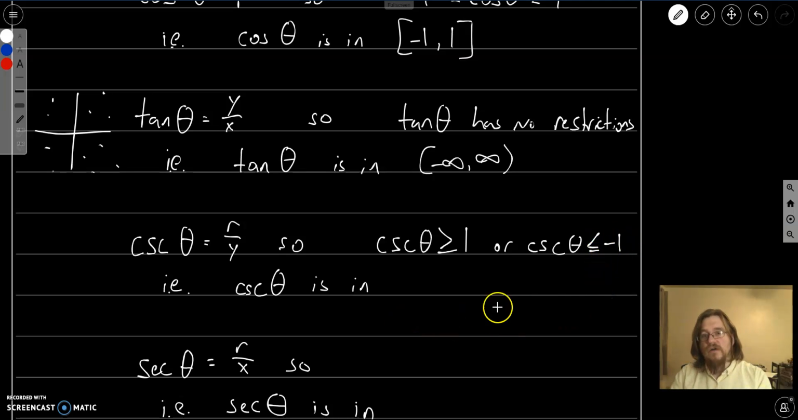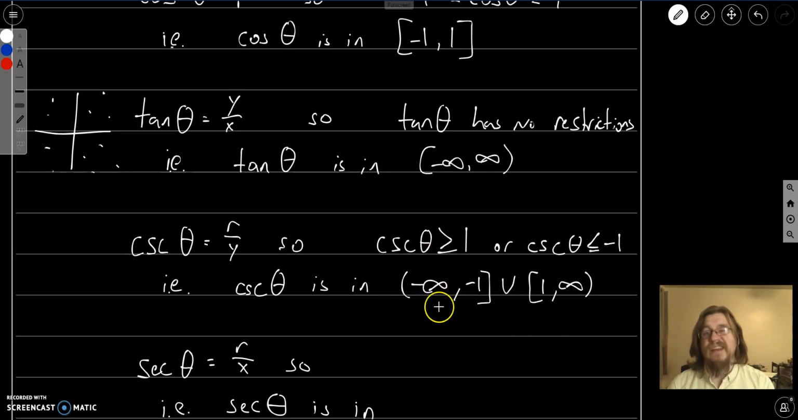So if we think about all the possible values, we could have any negative number up to -1, or we could have any number 1 or bigger. And we would write this down using the union. So we have all of the negative numbers that are less than or equal to -1, or all of the positive numbers that are bigger than 1.